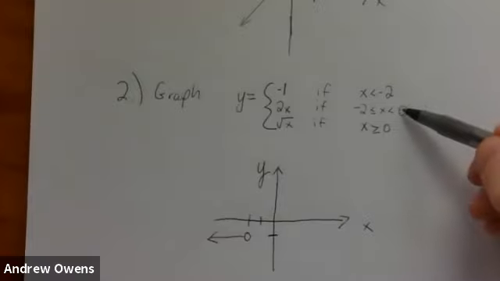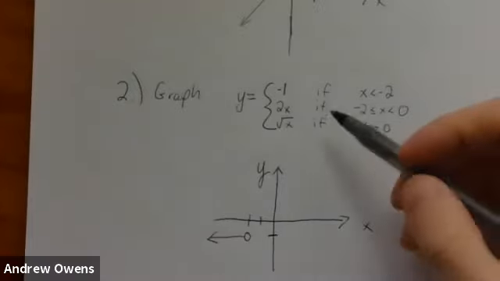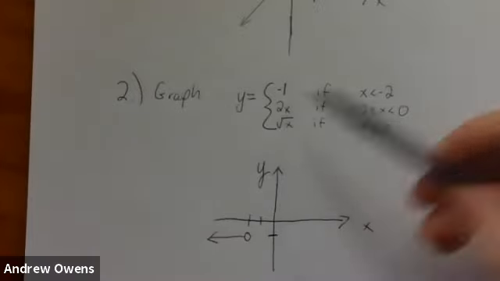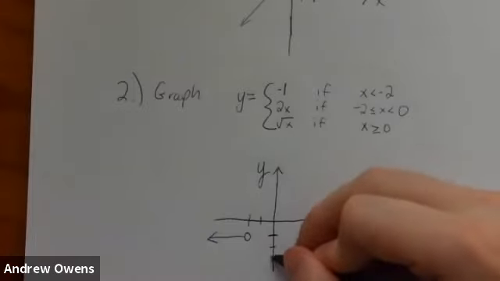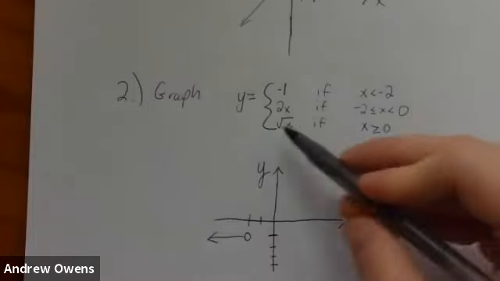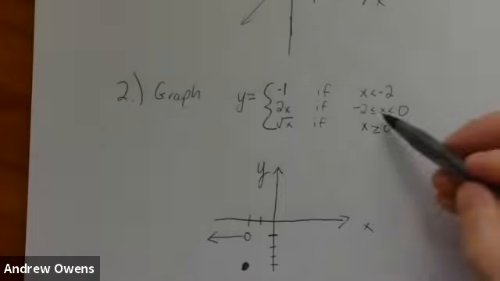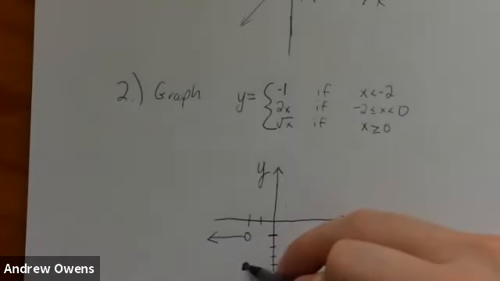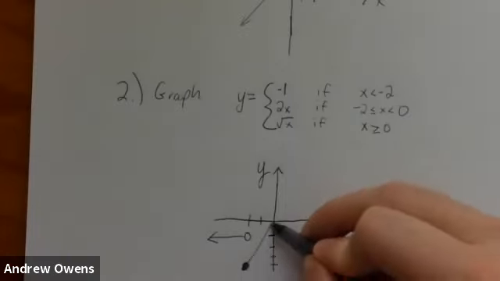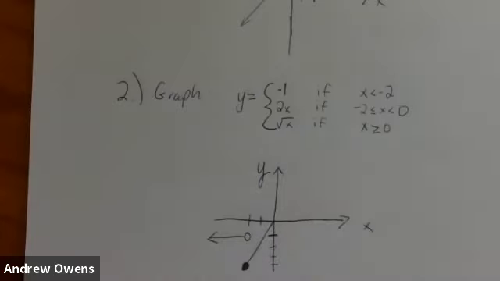From -2 to 0, we draw the equation 2x. So at -2, this should be -4. So we'll plot that in. And again, closed circle because we have equality here. And we draw a linear equation.